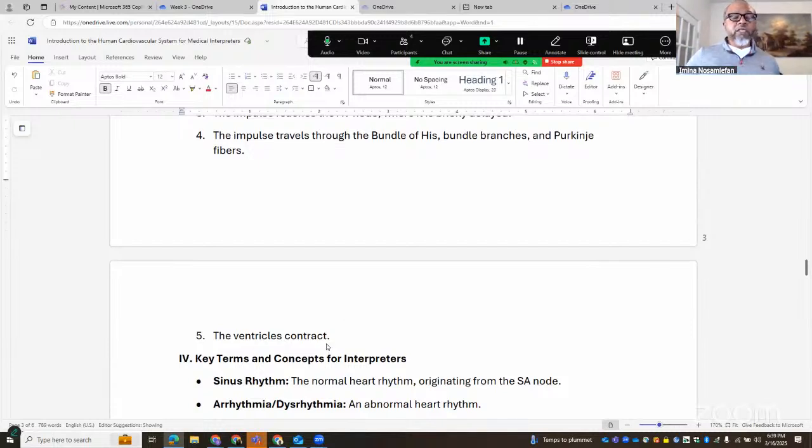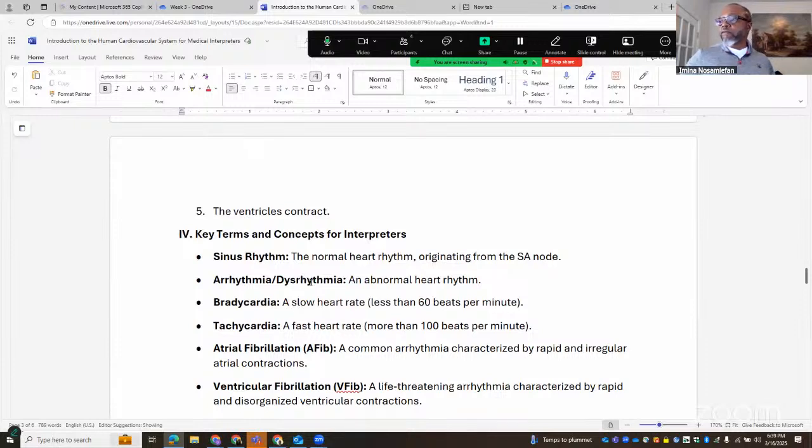So see the way it's arranged, right? Everything is perfectly timed to function well together. So, key terms and concepts for interpreters: sinus rhythm is the normal rhythm of the heart. It starts from the SA node.